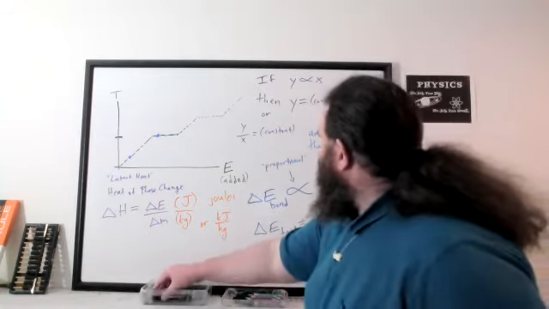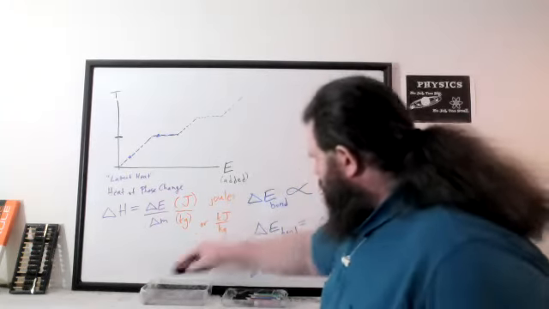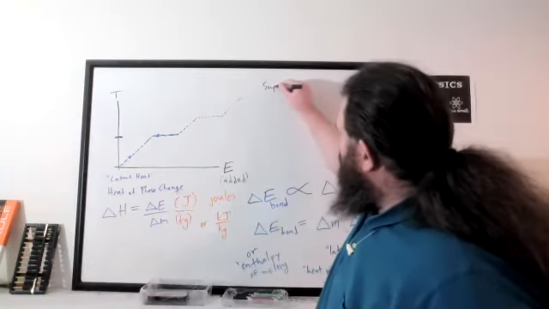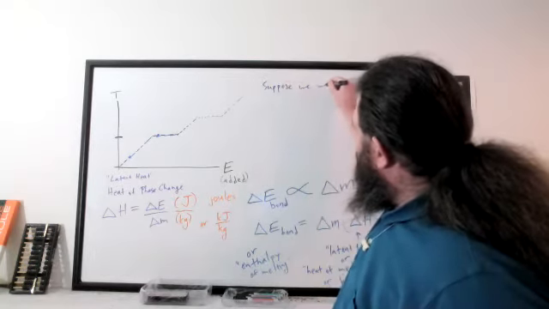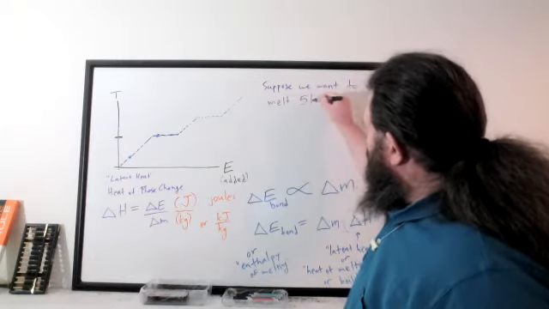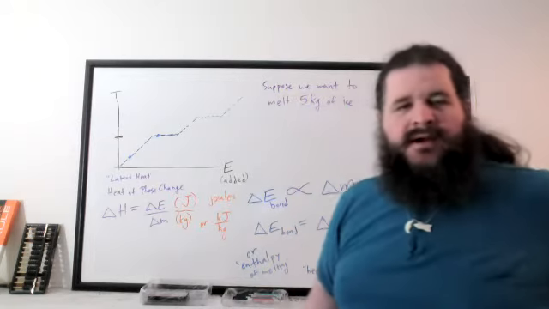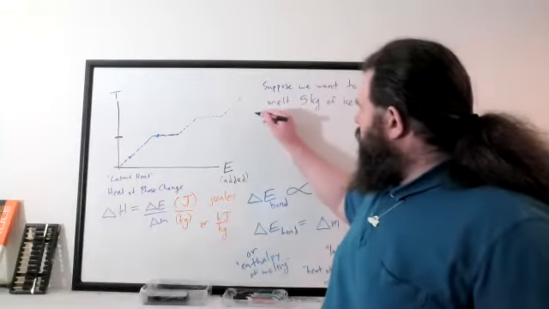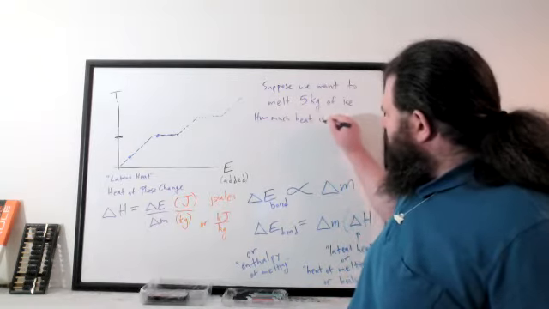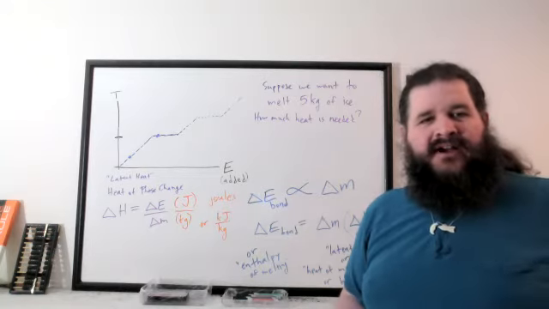So as a quick example, let's say we are trying to melt 5 kilograms of ice, and we want to know how much energy that's going to take. How much heat is needed? Heat in this case representing a transfer of energy.